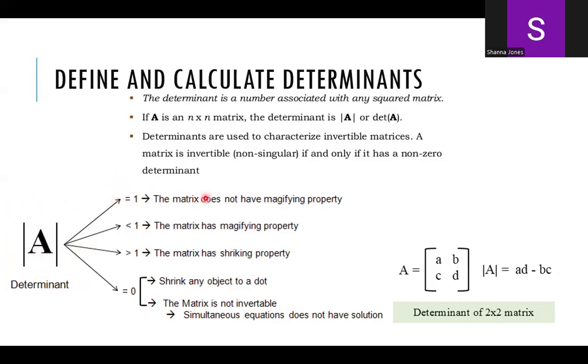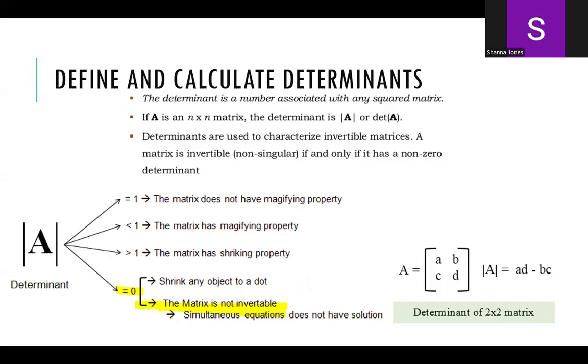All right. If it equals 1, then the matrix does not have a magnifying property. Again, these words are irrelevant for us non-engineering people right now. If it's less than 1, the matrix has a magnifying property. If it's greater than 1, the matrix has a shrinking property. And if it's equal to 0, it can shrink any object to a dot, or the matrix is not invertible also. The piece that we care about for our class is this. All we care about is this: the matrix is not invertible. The rest of those are for engineering people. Does that make sense?